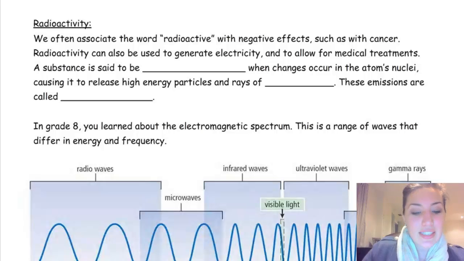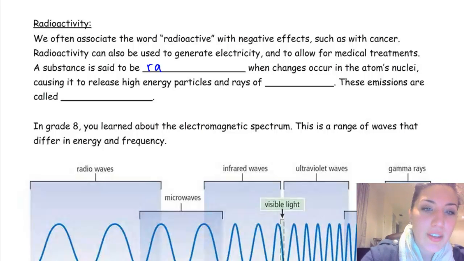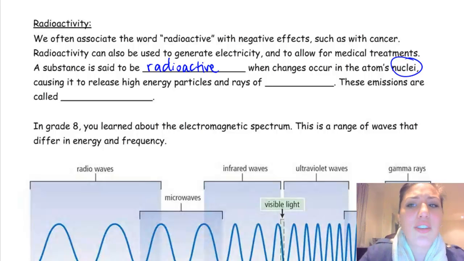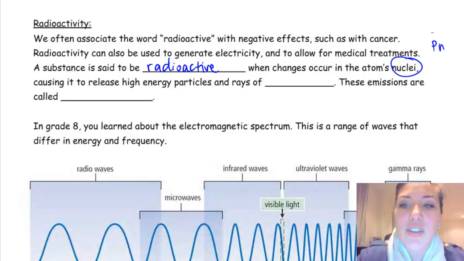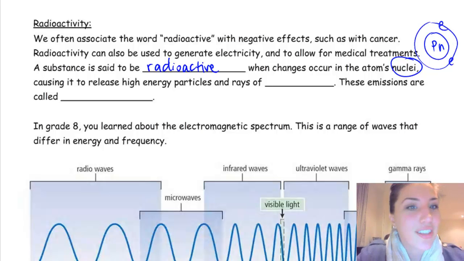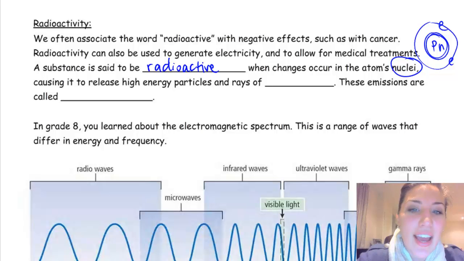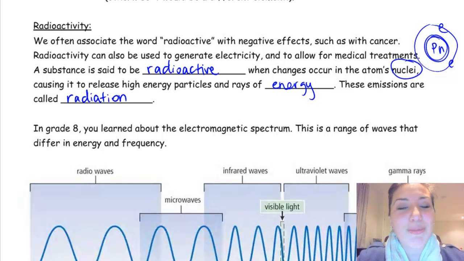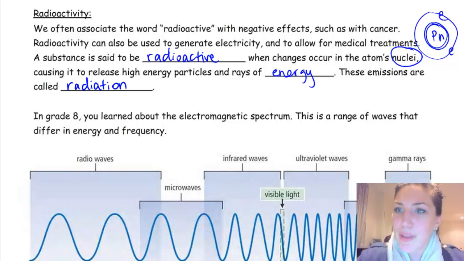So a substance is said to be radioactive when changes occur to its nuclei. So right in the center, what's in the nucleus again? We have the protons and neutrons in the nucleus, and then all around are the electrons. So when changes occur inside the nucleus here, then it will release high energy particles and rays of energy. And when it does this, we call that radiation.